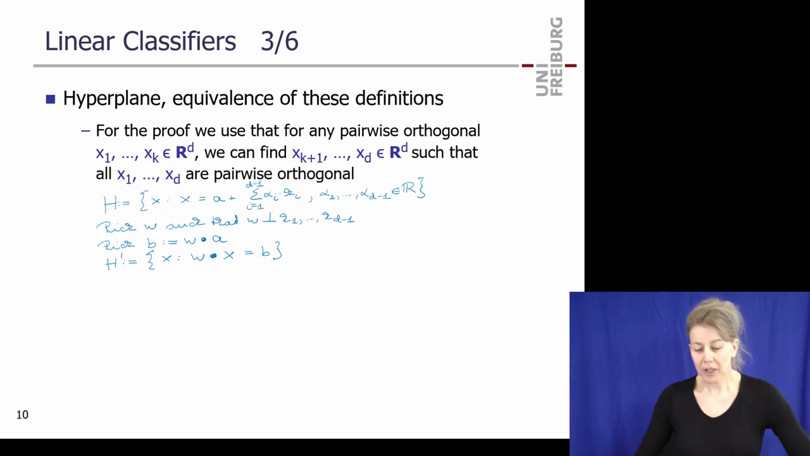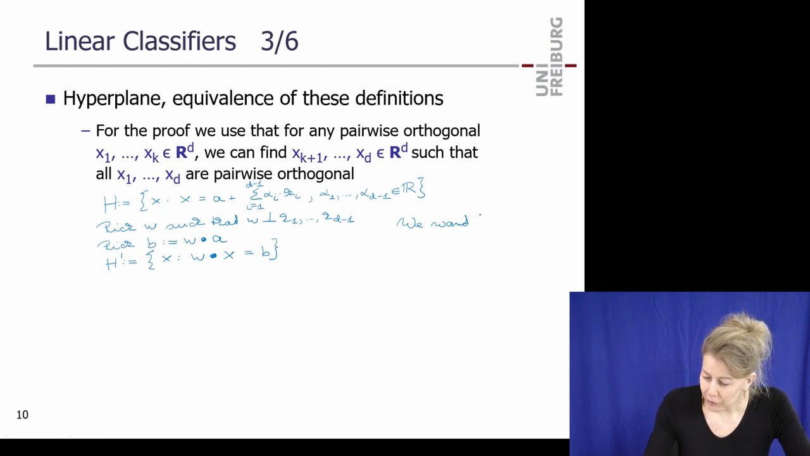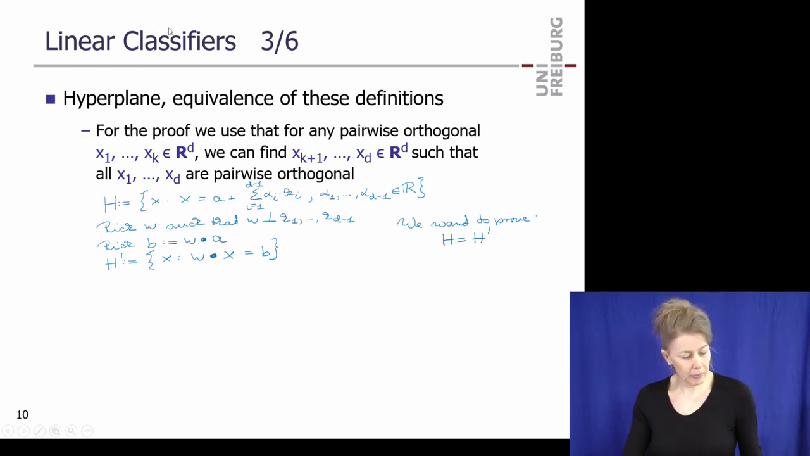That's my H prime. This is not a closing parenthesis, it was just some weird thing. Okay, that's still a little bit weird. Now we want to prove that H and H prime are the same set. I'm thinking and writing at the same time, that always goes wrong. So I have these two notations: this one uses definition 1, this one uses definition 2, and they are exactly the same set.